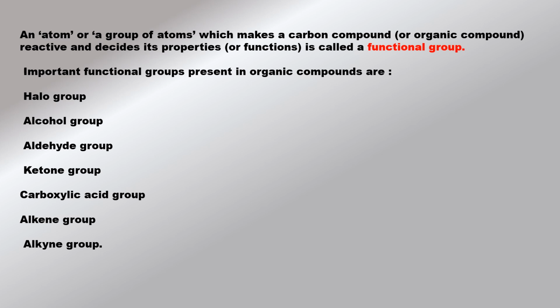The alcohol group, present in ethanol, is an example of a functional group. Some of the important functional groups present in organic compounds are halo group or halogeno group, alcohol group, aldehyde group, ketone group, carboxylic acid group, alkene group, and alkyne group.